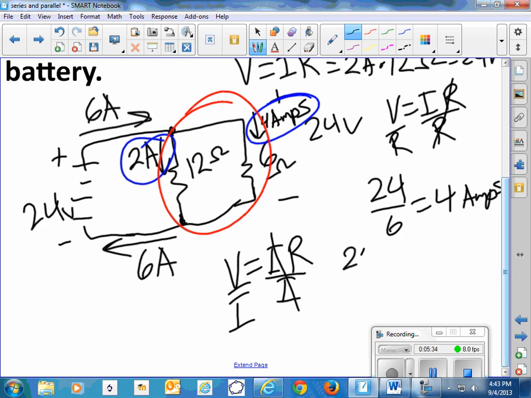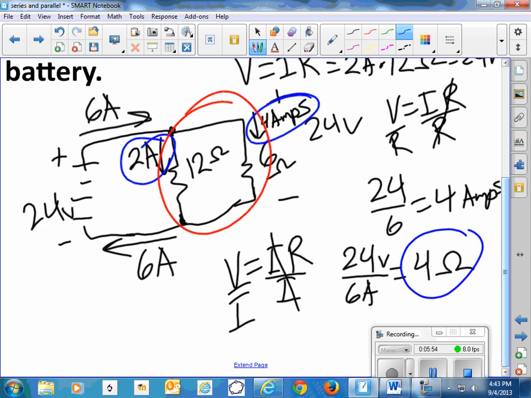The voltage was 24 volts. The current was 6 amps. So the resistance is 4 ohms. So if I connect a 12 ohm resistor in parallel with a 6 ohm, it acts like a single 4 ohm resistor. That makes sense. There's less resistance because there are two paths, two places for the current to flow.